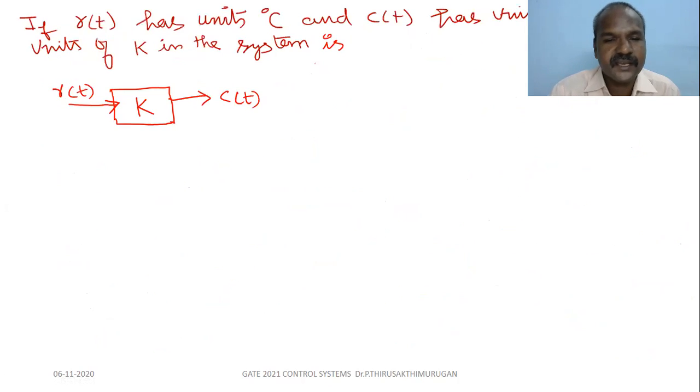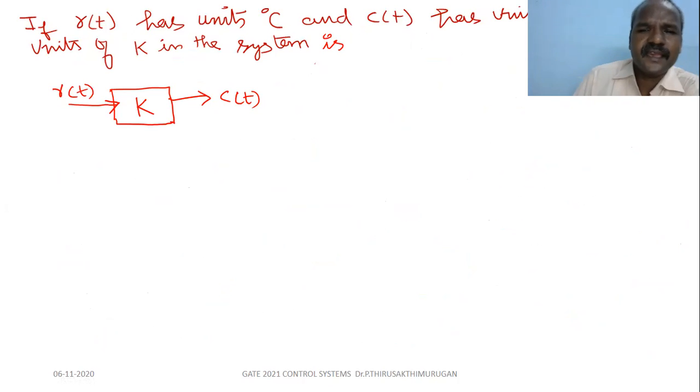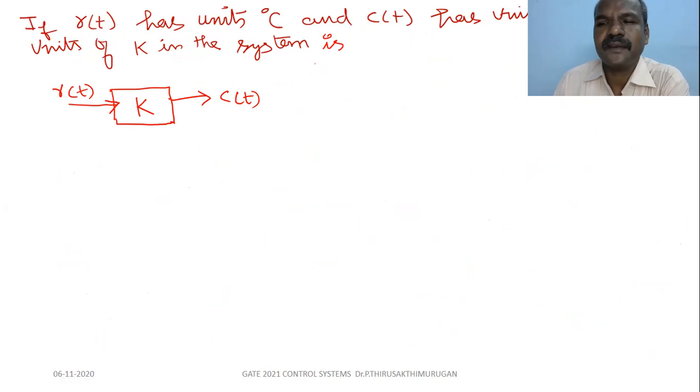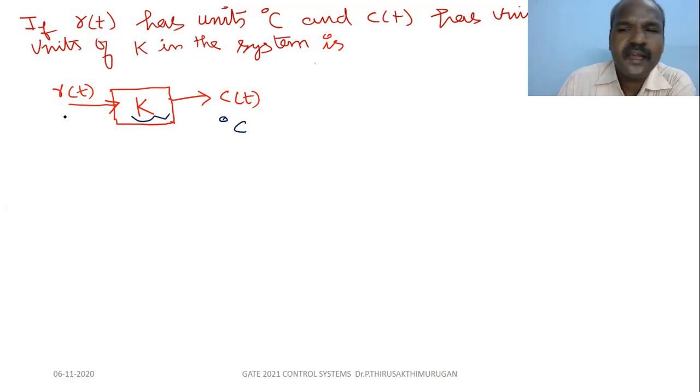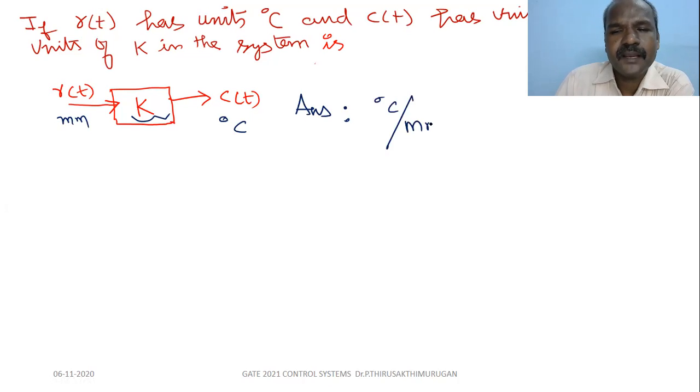So, a very important question. Next: if R of t has unit degree Celsius and C of t has units in millimeter, what is the unit of this K? They are asking for the unit of gain. The answer is very simple: degree Celsius by millimeter. So this K is the open loop gain.